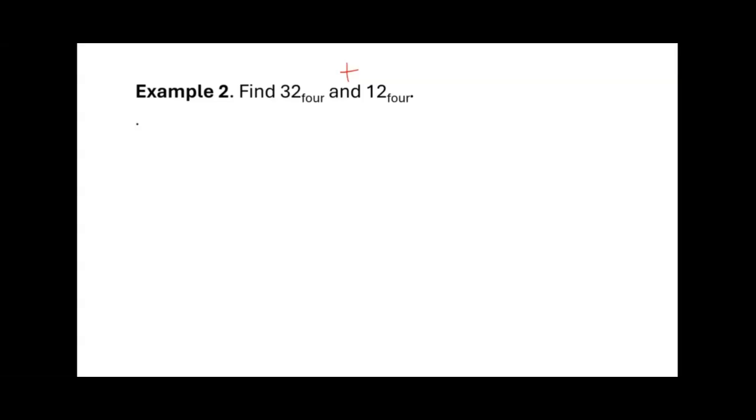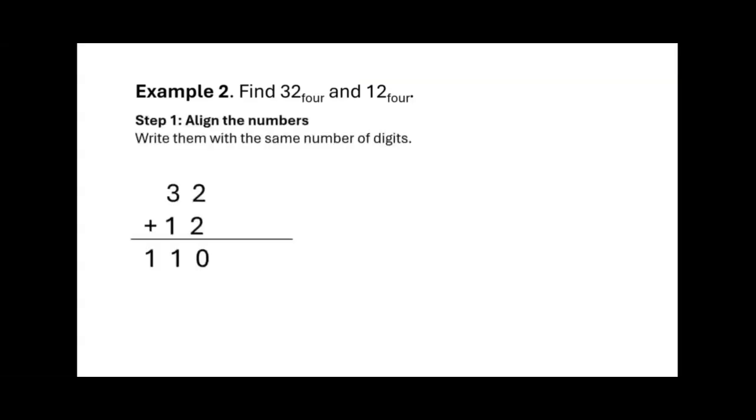Because the moment you're saying 30, you're saying that you have a 3 on the place of the tens. If you do call it like that, just remember it's not a regular 32, so the answer is not going to be the same. Now here, I actually put the answer by mistake, but I'm going to go through the steps. So first of all, align the numbers. These are in base 4: 3, 2, 1, 2.